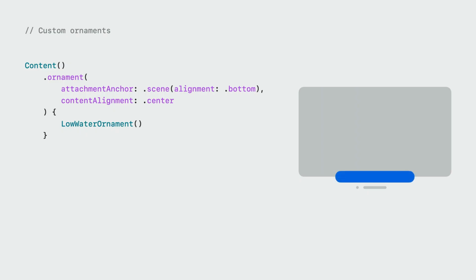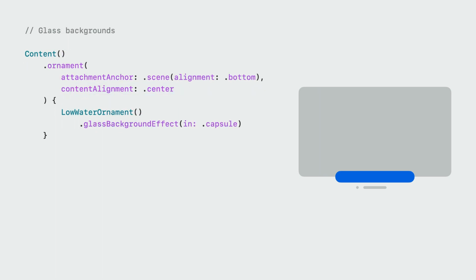You can build this kind of custom ornament using the ornament modifier. The attachment anchor determines where in your app the ornament will be attached. I could put my notification on any edge of my app window, but I want to align it to the bottom. The content alignment parameter lets you choose what part of your ornament is aligned to the attachment anchor. I'd like to put the center of my ornament at the bottom of my app.